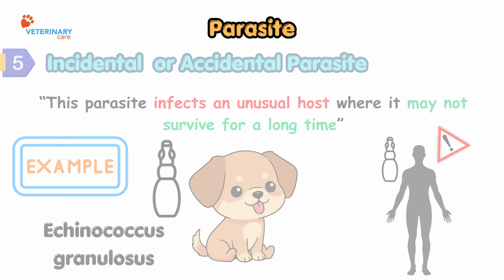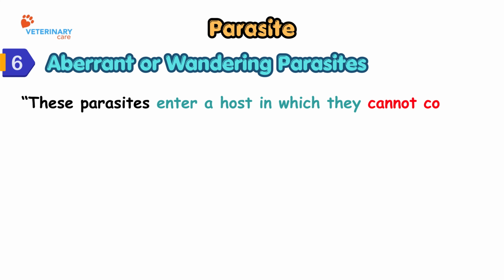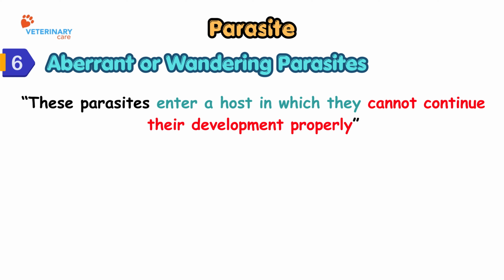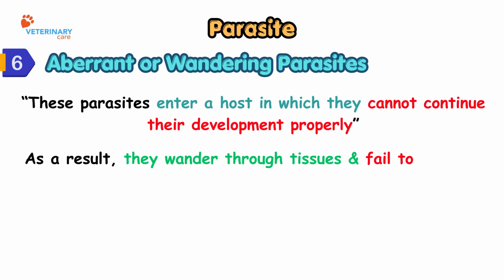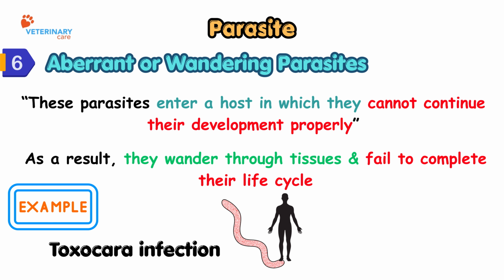Another important category is aberrant or wandering parasites. These parasites enter a host in which they cannot continue their development properly. As a result, they wander through tissues and fail to complete their life cycle. An example is Toxocara infection in humans.